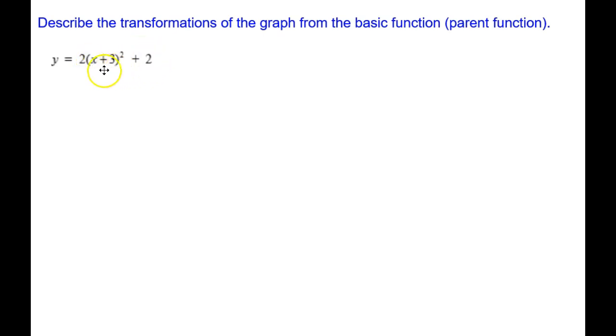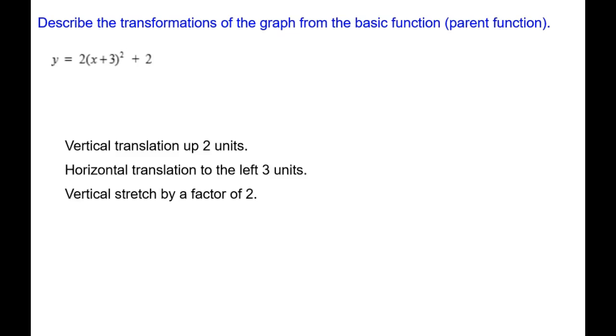Inside the parentheses, I see we have x plus 3. Think of this as x minus negative 3, so our value is negative 3. This is a horizontal translation, 3 units to the left. And then in the front, our function is being multiplied by that value of 2. Our value of a, the absolute value of 2, is greater than 1. So this is a vertical stretch.